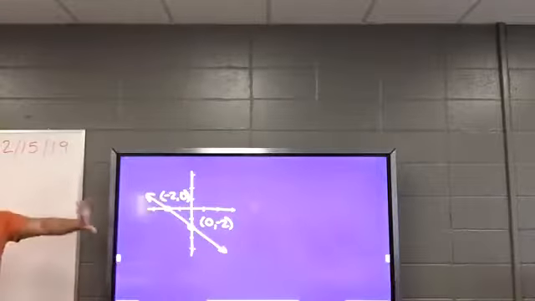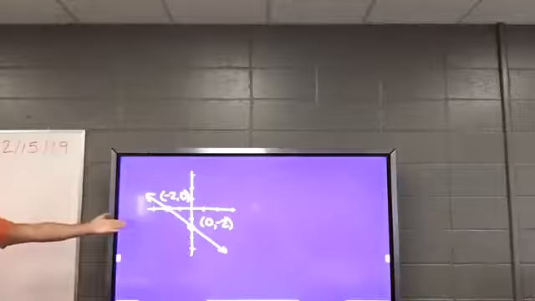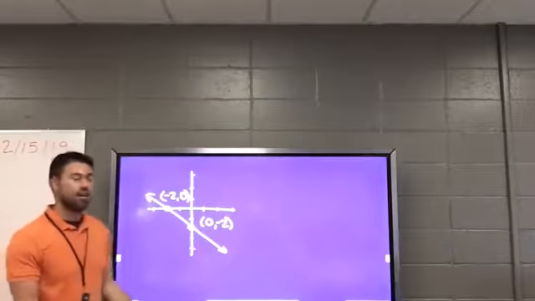Okay, so this is going to be given to you. This is all going to be given, but I want us to get practice. I want you to write the slope-intercept form of this line right here. Give me the slope-intercept form of this line. Like, how do you do that?